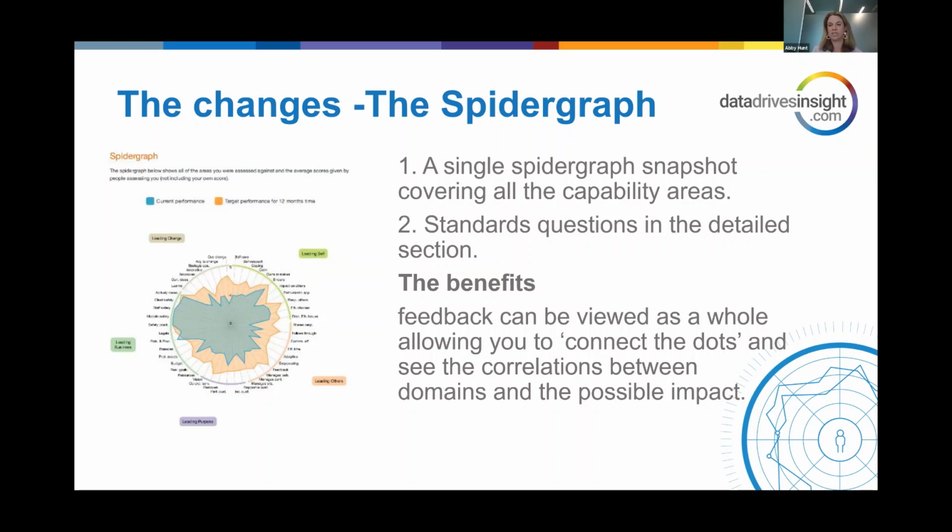The standards questions are in the detailed section at the back though. And the reason we did that is because it would often look quite skewy on the spider graph, because we know that the standards need to be a 5 out of 5. So we wanted to put that in a different kind of visual representation. As you can see, the first spider graph will be the only spider graph which covers the 5 domains of those capability sections.